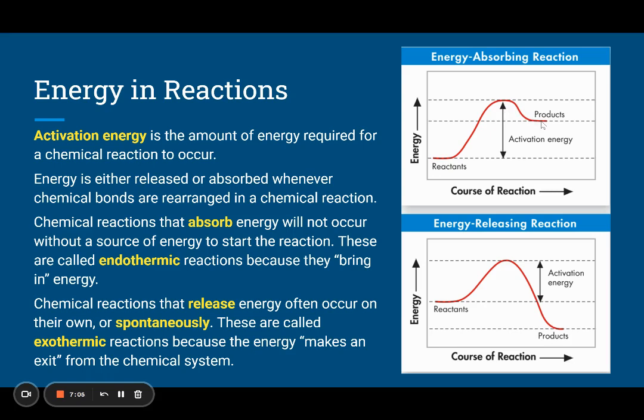Notice in my energy absorbing reaction that my products are higher up on my y-axis. This means products have more energy than reactants when I have my endothermic or energy absorbing reaction. The opposite is true in my exothermic or energy releasing reactions. So my products will be lower on the y-axis and they have less energy.